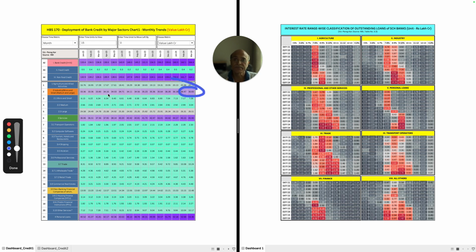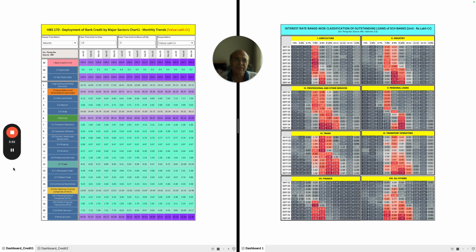The industry, both micro, medium and large industry loans. And then we have got services, which is around 45.9 lakh crores. And then we have got personal loan, which is 53.36 lakh crores.